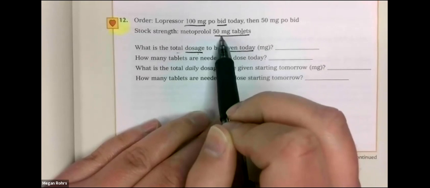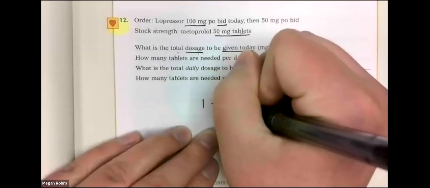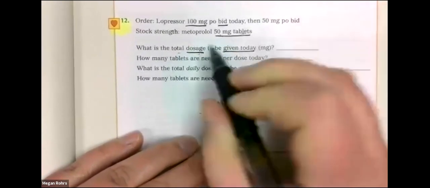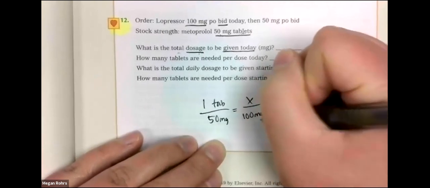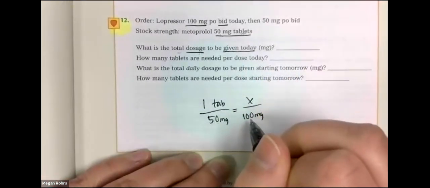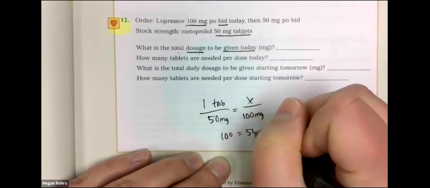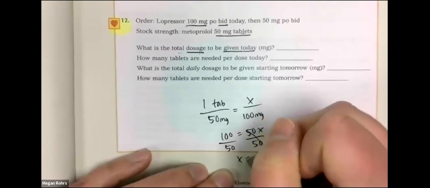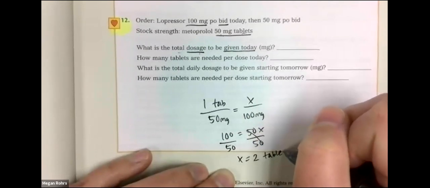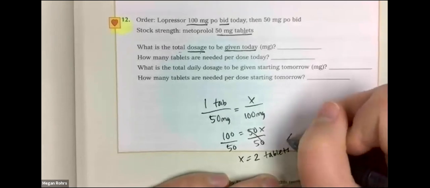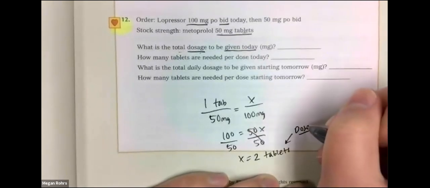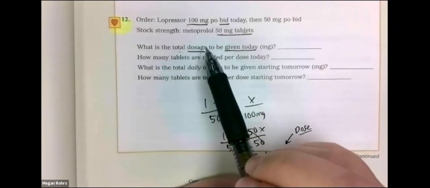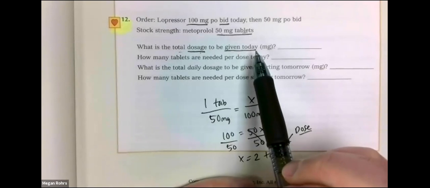1 tablet equals 50 milligrams. And we need 100 milligrams with each dose. So 100 equals 50x, just divide by 50. X equals 2 tablets. Now, this is our dose. That is what is given at one time, okay? This is saying what's the dosage to be given today.